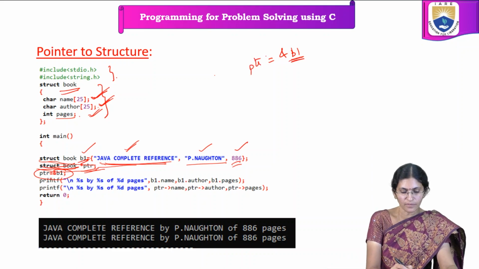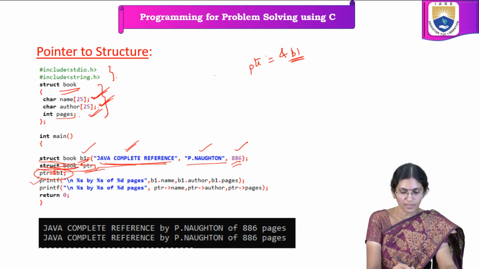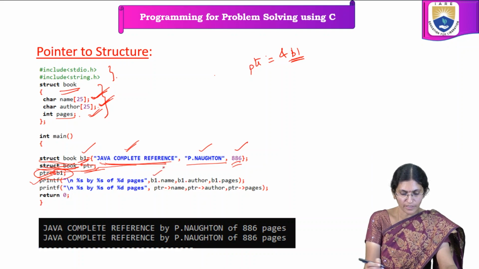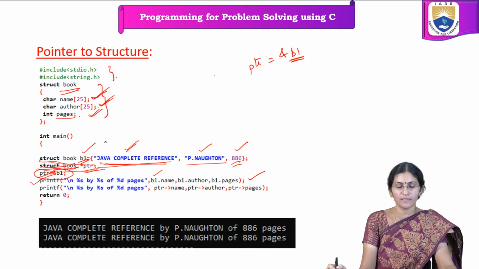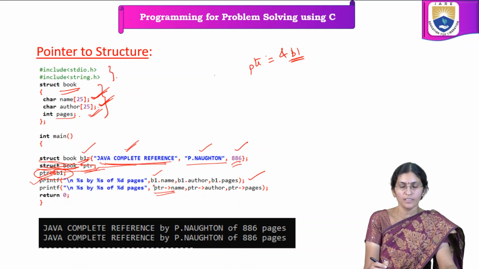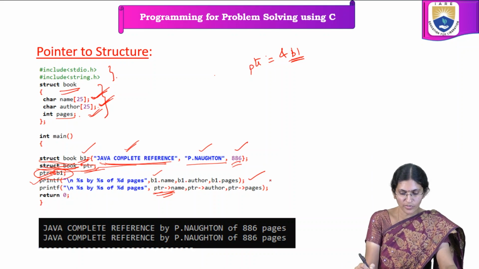So in the next line we are printing. By using the dot operator along with the variable name, we can access each member value. We can access the value as well by using the arrow operator. If we use the pointer variable along with the arrow operator, we can access the values of each member. So these two statements are the same. These two statements will give the same output.